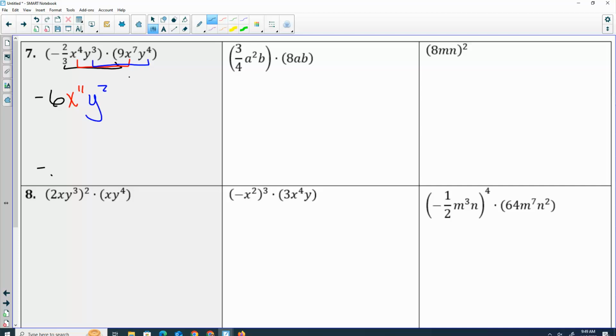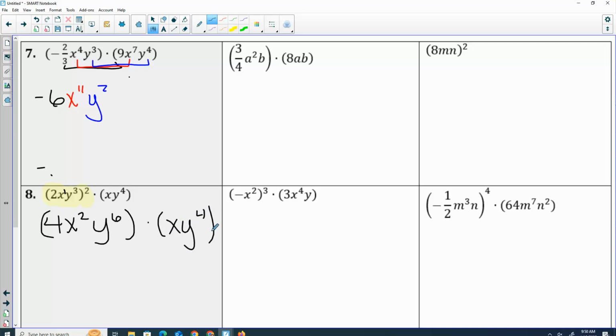So, example 8. On this one, we do have to start here with the square. So 2 squared would give me 4. That's 2 times 2. Okay, this is an x to the first. Power to the power, you multiply. So 1 times 2 is 2, x to the 2nd. With my y's, power to a power, we multiply. So 3 times 2 is 6. So all I've done is work that first parenthesis so far.